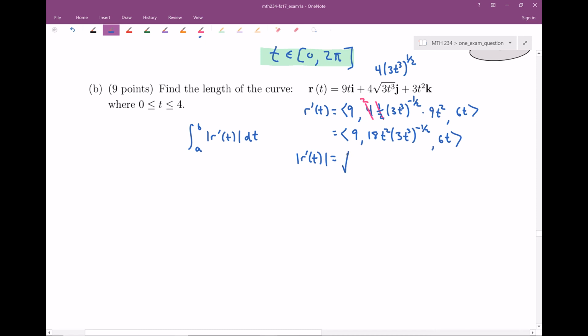So I'm going to have the square root of 9 squared, which is 81, plus 18 squared. I'm just going to leave this as 18 squared for the time being. t squared squared is going to be t to the 4th power. And when I take this and raise it to the 2nd power, I'm just going to have 3t cubed raised to the negative 1st power, because again, I squared it. And then plus, when I square 6t, I get 36t squared.